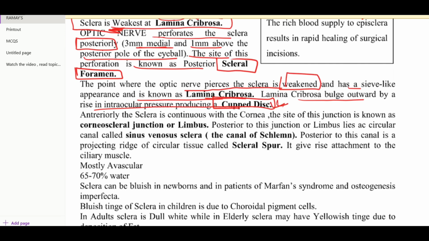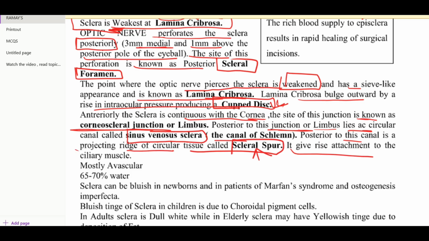Now, anteriorly, the sclera is continuous with the cornea. The site of this junction is known as the corneoscleral junction or the limbus. Posterior to this junction lies a circular canal called the sinus venosus sclerae, also known as the canal of Schlemm. Posterior to this canal is the projecting ridge of circular tissue called the scleral spur. It gives attachment to the ciliary muscle.